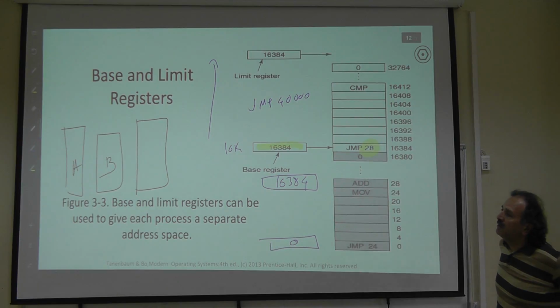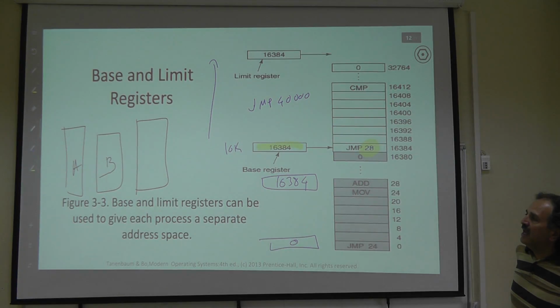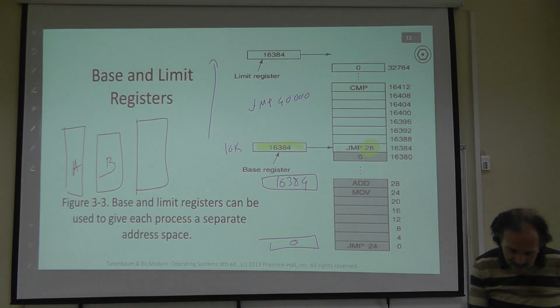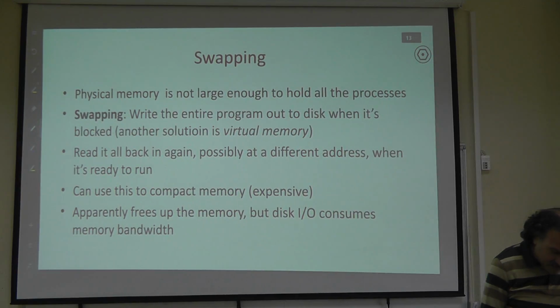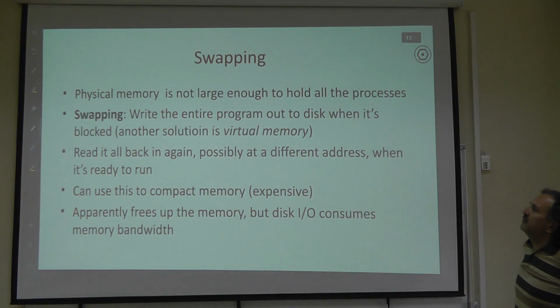Note that A or B can fit to the memory. I can load A or I can load B, but not at the same time. So they developed this technique called swapping. In swapping, write the entire program out to disk when it is blocked.